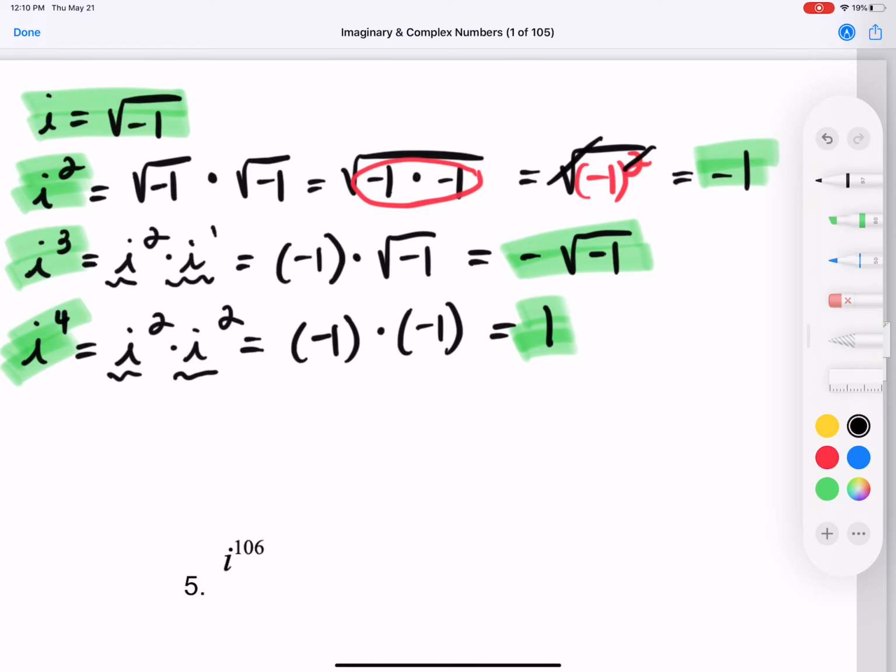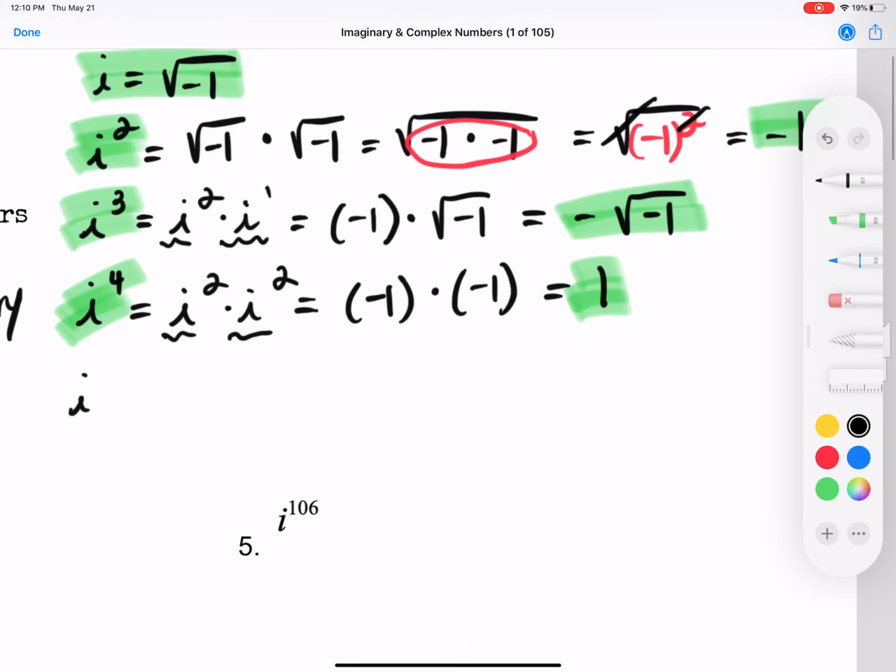Now, I'm going to start moving on. I'm going to talk about i to the 5th power.